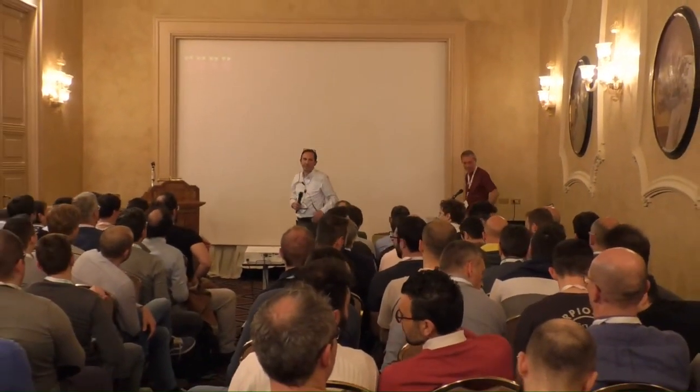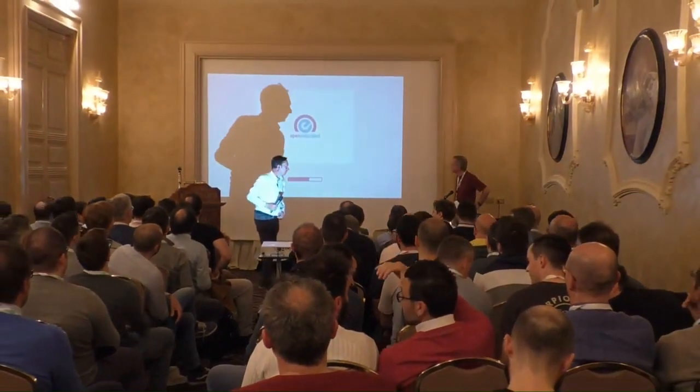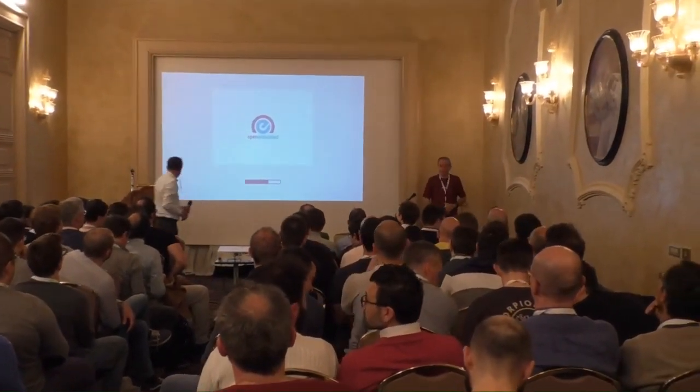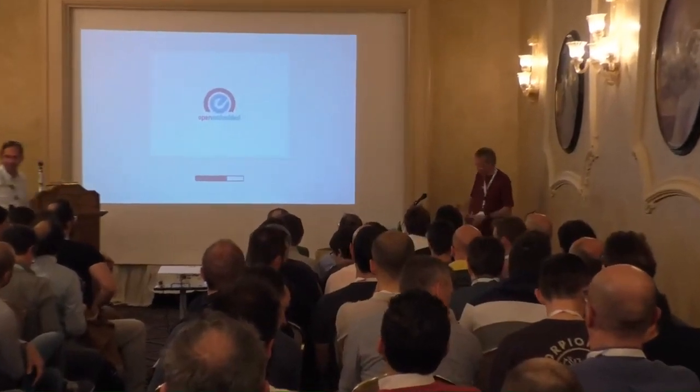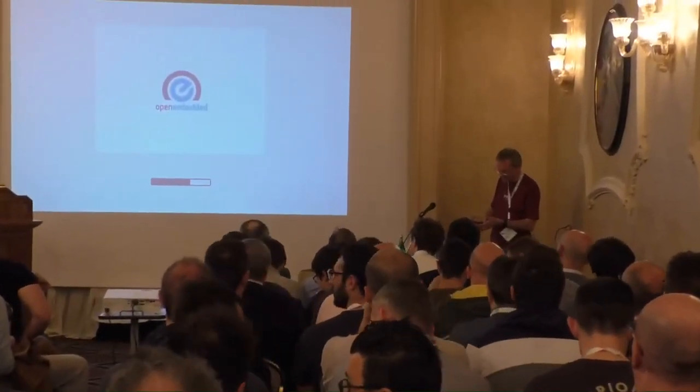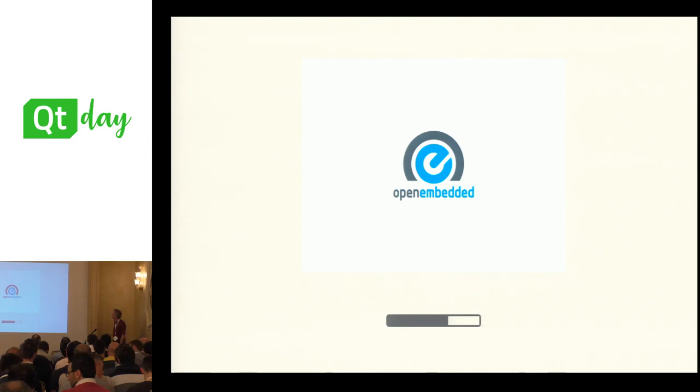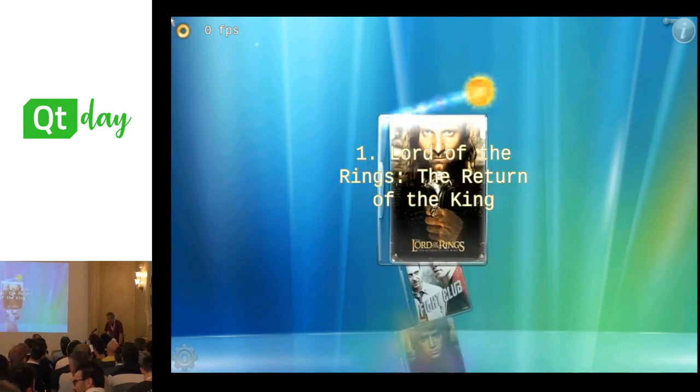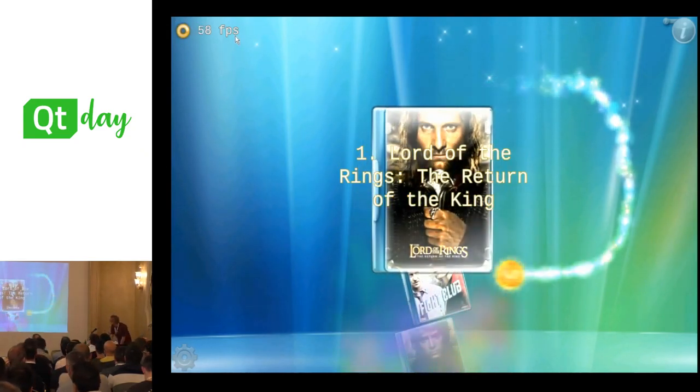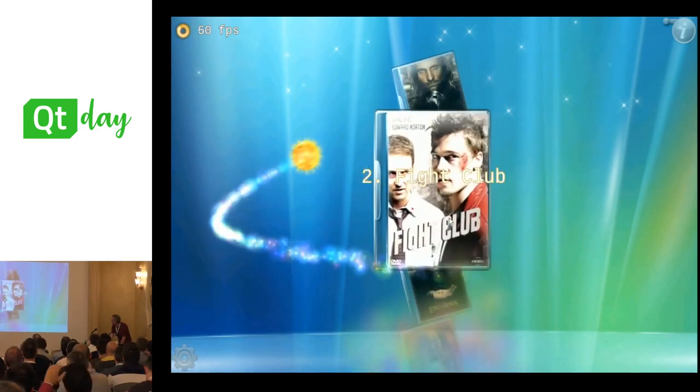Let's see if it works. I changed the splash screen here instead of the standard Yocto one, so my friends from OpenEmbedded will be happy. And here we have the typical cinematic experience running on the Raspberry Pi.